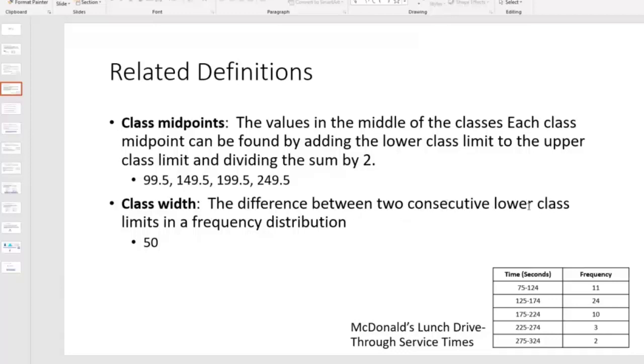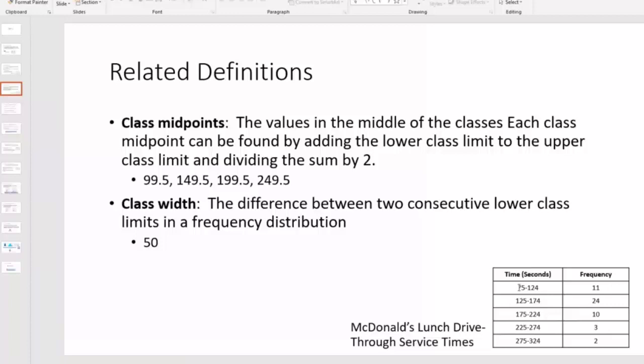It could be 2 consecutive upper class limits. But what you don't want to do is just use one class, because that's going to throw you off a little bit. So here we see 75 and 125, and 125 minus 75 is 50. Take 2 of the lower limits in a row, or even 2 of the upper limits in a row, and subtract them. But you need to make sure you're on a different line. Otherwise, if you just subtracted across one, you're going to get 49, which is incorrect.